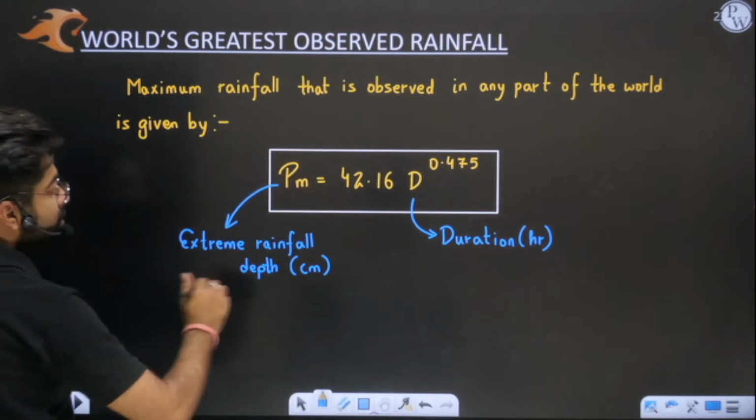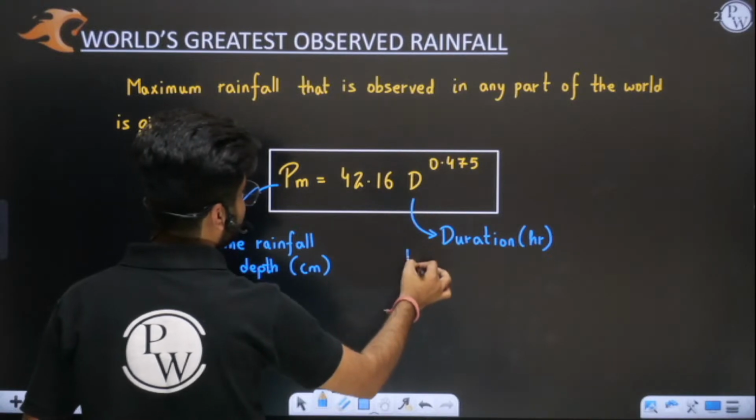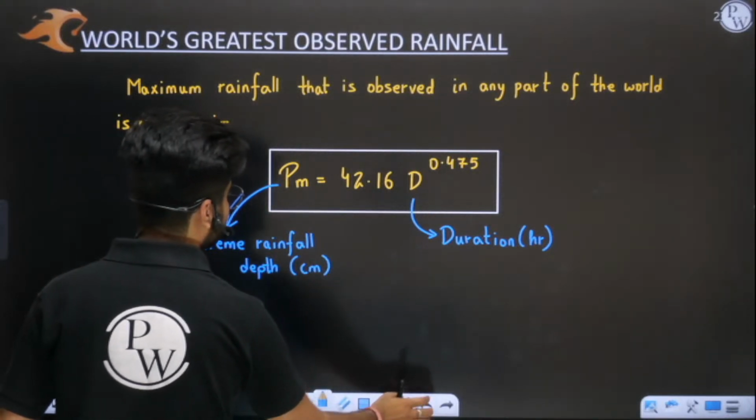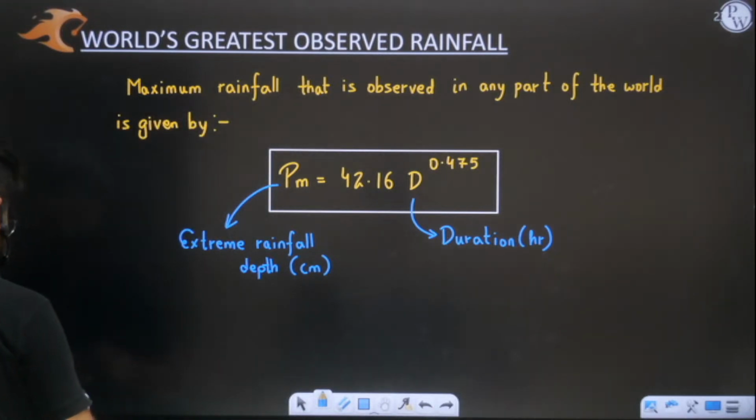Simply put the duration as 1 hour. If you put 1 hour, you will get the extreme rainfall depth in centimeters. So remember this general equation. Obviously it will not be true for every place, but it is more or less correct because scientists have studied a lot of data. I hope this is very clear to you.